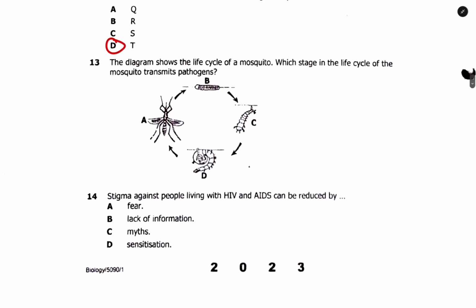Now, question 13. The diagram below shows the life cycle of a mosquito. You know that a mosquito is a vector for malaria. It carries the causative agent for malaria, which is a plasmodium. Which stage in the life cycle of the mosquito transmits the pathogen? So the one that transmits the pathogen is the adult mosquito. This one. So the answer is A.